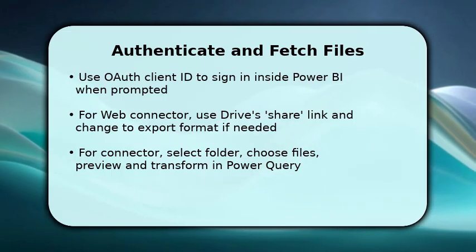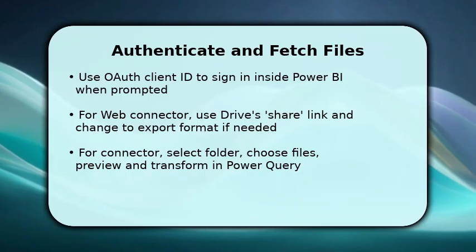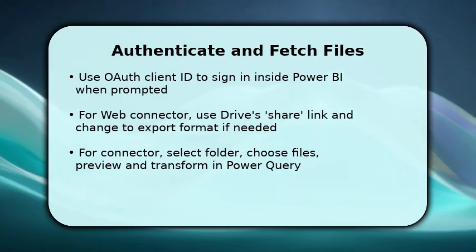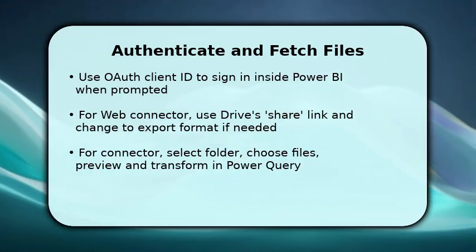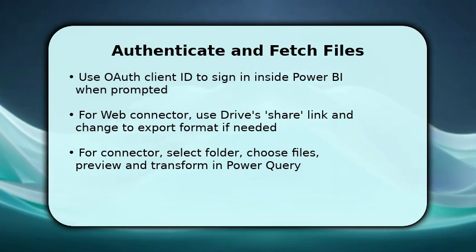If using the native connector, point to the Drive folder, select Files, and click Transform Data. In Power Query, you can filter, combine binaries, and shape columns before loading. This step controls data quality and structure.